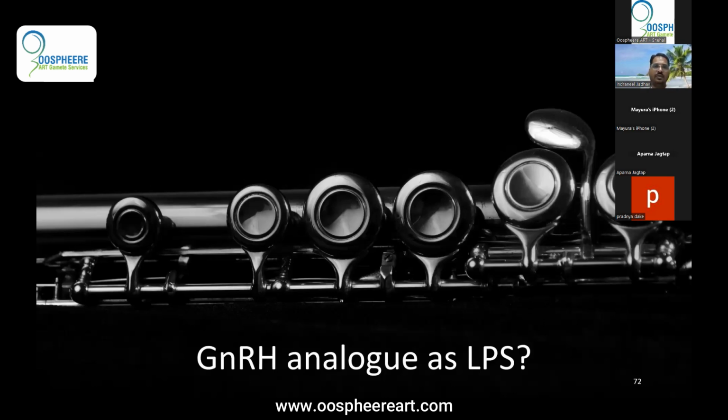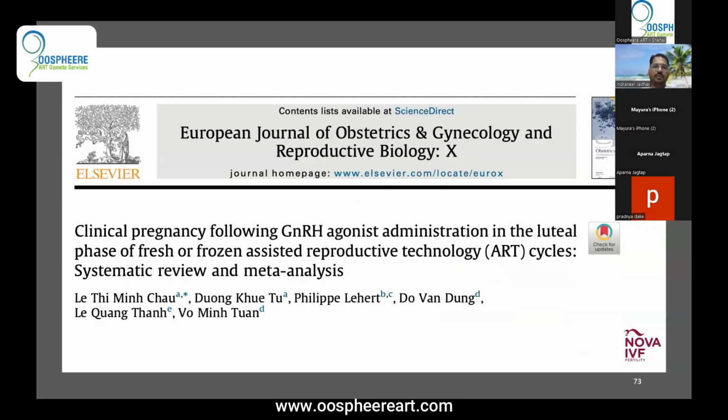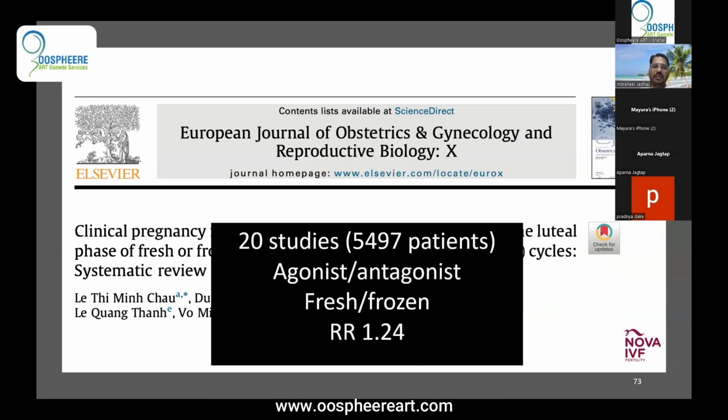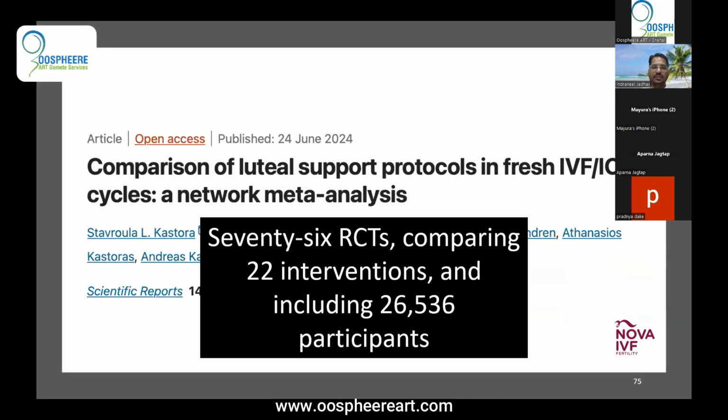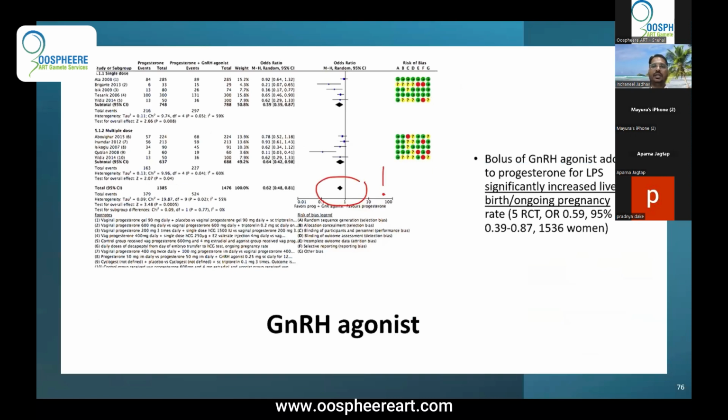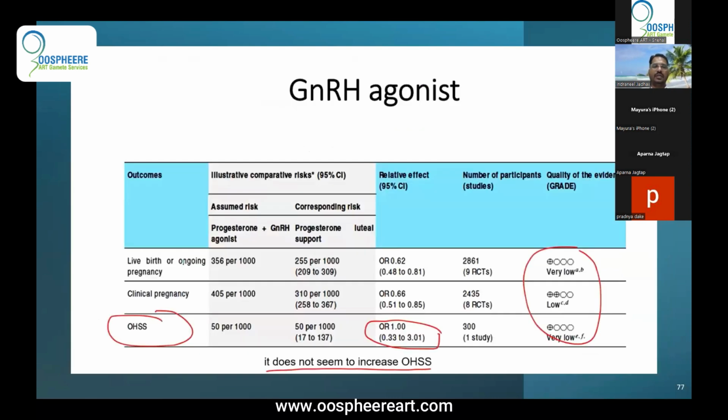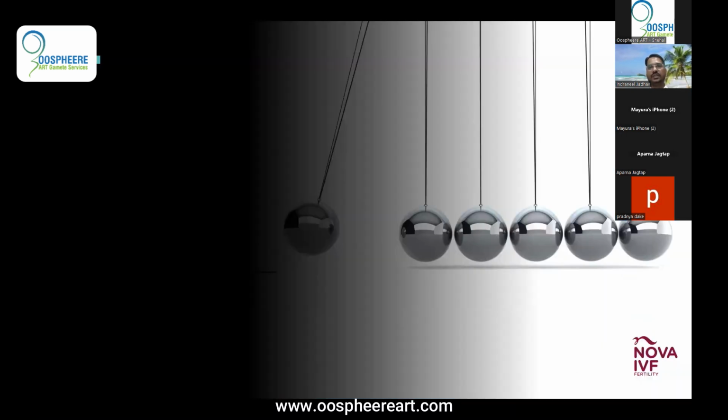Sometimes it has also been proposed that we can use GnRH agonists during transfer so that it may cause luteal phase support. So it has been proposed that we can use triptorelin 0.1 or 0.2 on the day of transfer, so that it may have a positive effect on the pregnancy outcomes. Many RCTs are there, and GnRH agonists significantly increase live birth or ongoing pregnancy rate. But GnRH agonist was also not increasing rates of OHSS.